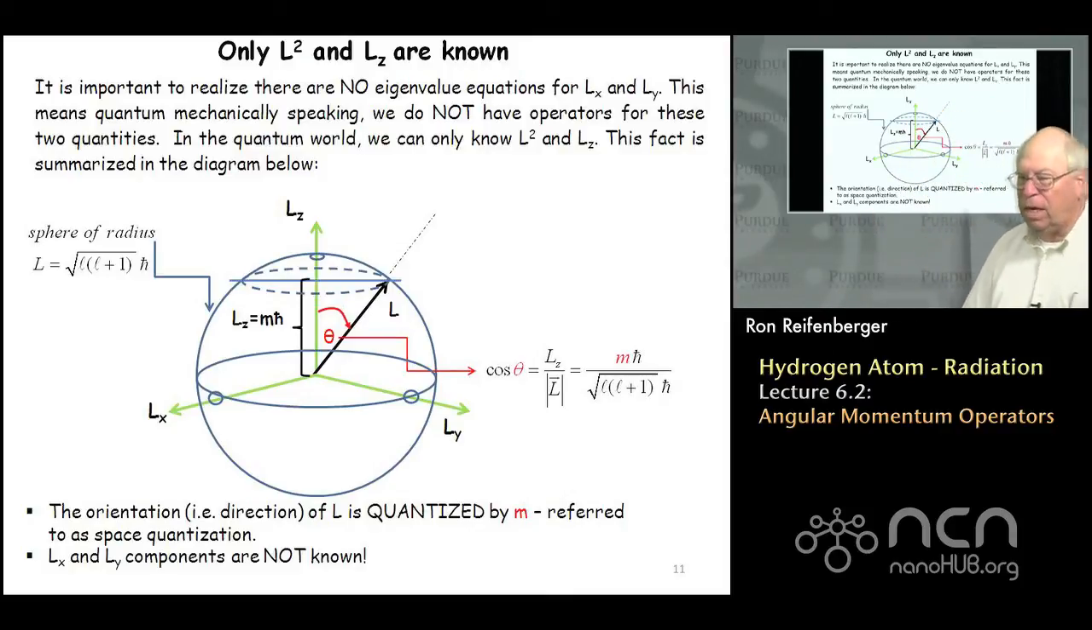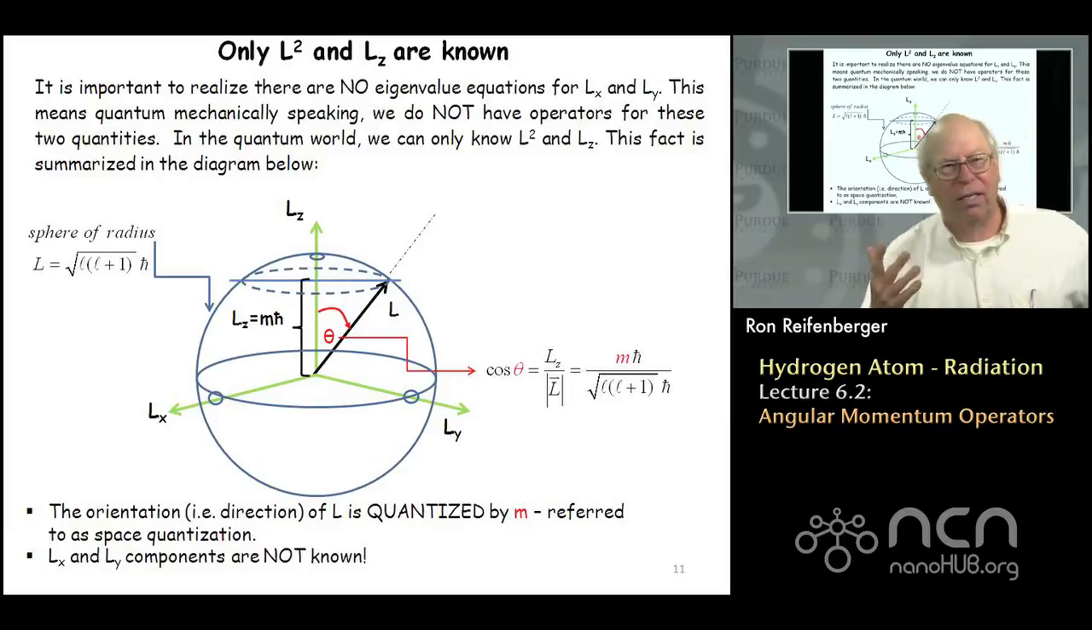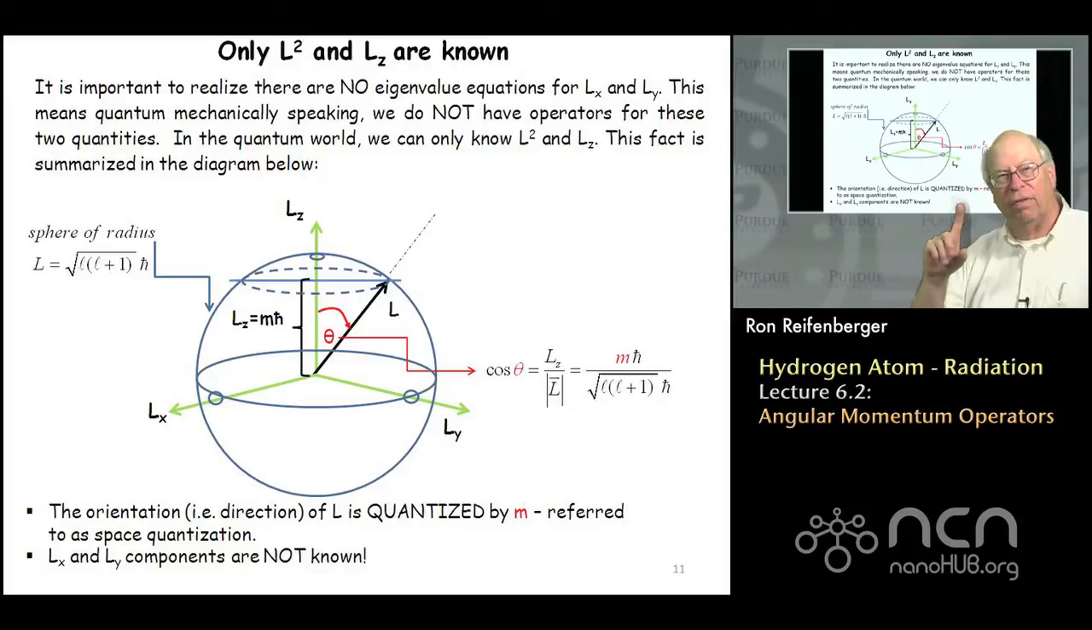And remember, m is a signed quantity, so it's an integer that can be either positive or negative. So what's interesting is that because m is quantized, right, because m has specific values, that means that the orientation of the vector L in space is also quantized. And this gives rise to the notion of space quantization.